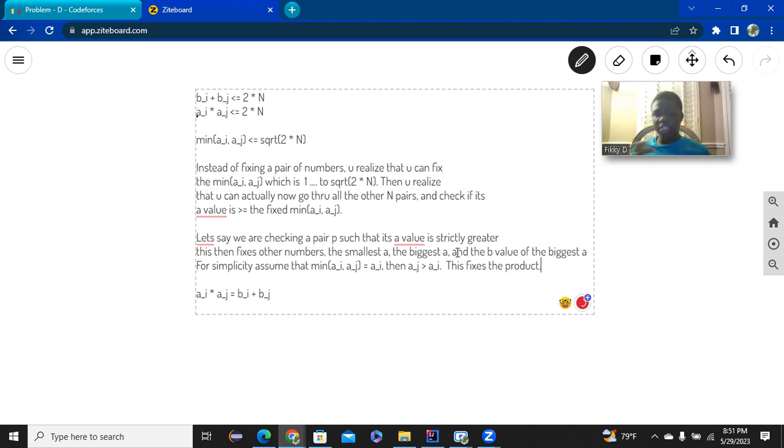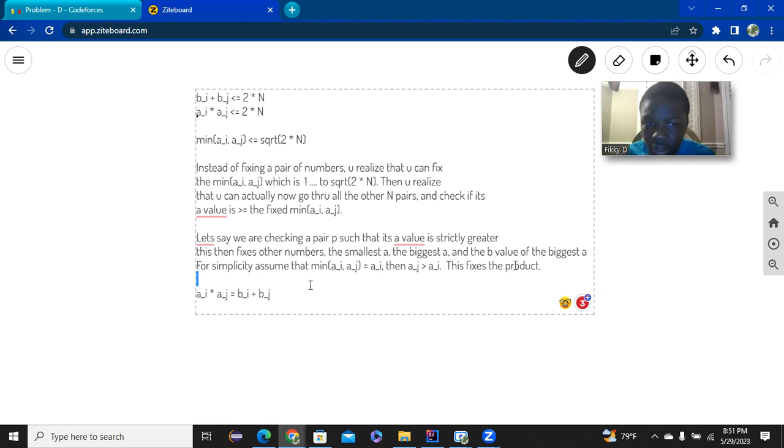So when you fix the min and you go through the other pairs, you know that it has to be greater than. We're dealing with a case that has to be greater than. The equal case is a little bit weird. It has a nuance that I'll talk about later. But if you're just dealing with the greater case, then you just check if the a values are greater than it. Then you know that it fixes the product.